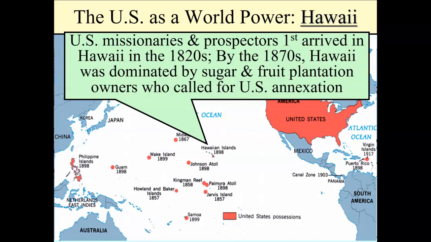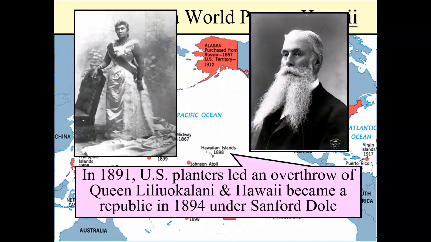This is more what's called extraction colonialism, using the land of Hawaii for access to China, for example, as well as access to land that can then be dominated by white planters and used exclusively. And we see the U.S. getting involved. The U.S. planters in 1891 will lead an overthrow of Queen Liliuokalani.